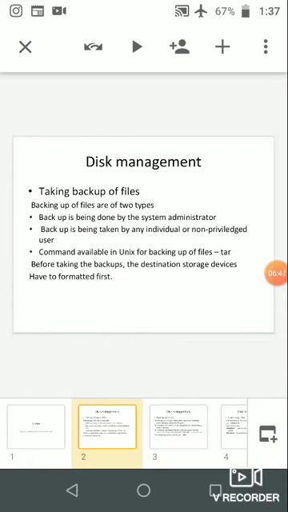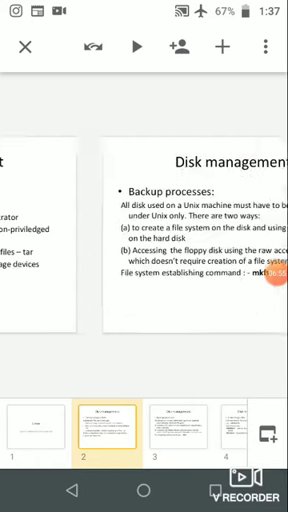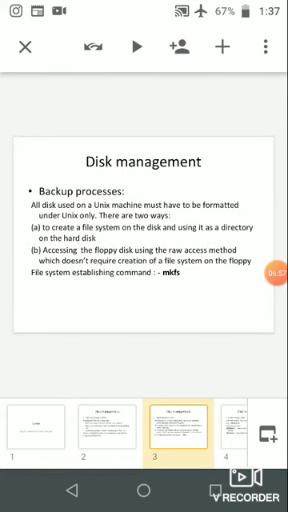And here one important thing has to be kept in mind. Before that, let us move to the next slide. In the backup process, before backing up we have to format, but formatting I will discuss later. First, let us discuss the backup process.